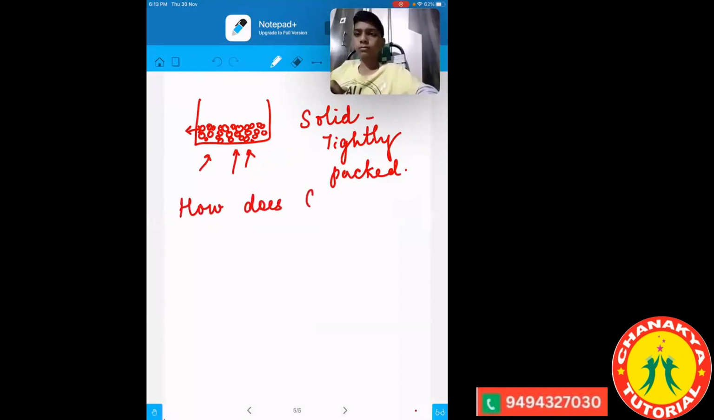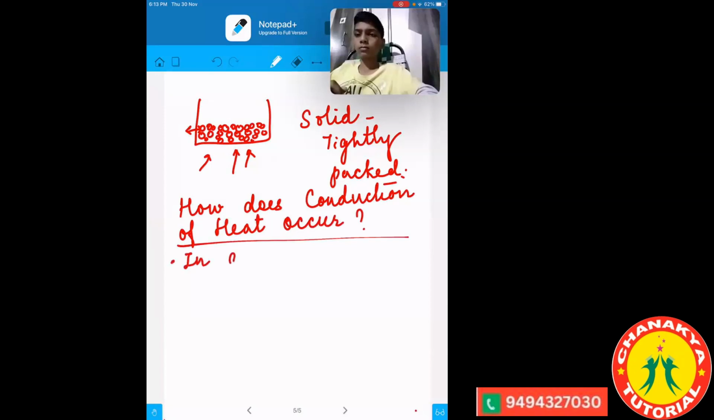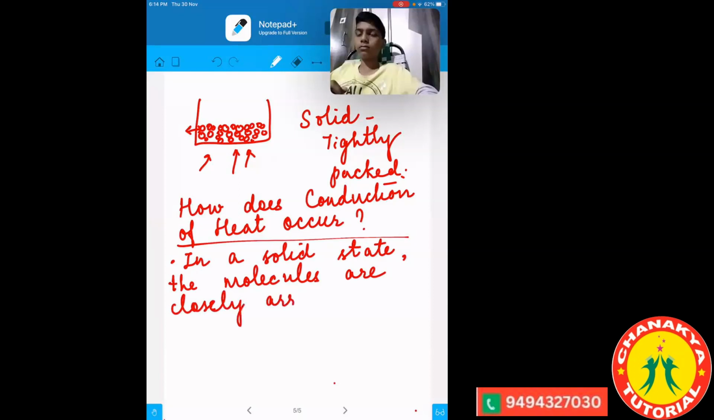How does conduction of heat occur? It occurs because of the colliding power of it. So in a solid state, the molecules are closely arranged. We know very well that in the solid state, the molecules will be closely arranged.